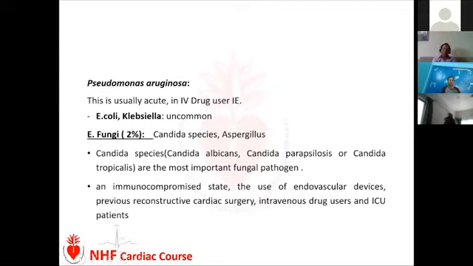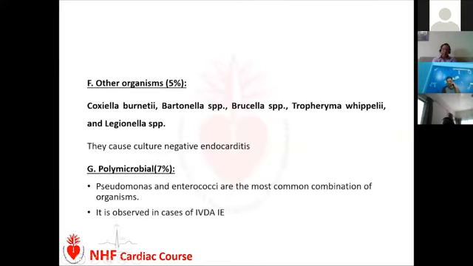The use of endovascular devices and ICU admission are risk factors. Polymicrobial infection, where more than one infectious agent is involved, is responsible for 7% of cases of infective endocarditis. Pseudomonas and Enterococci are the most common combinations seen in intravenous drug-related endocarditis.